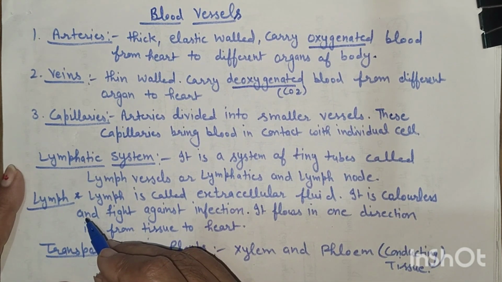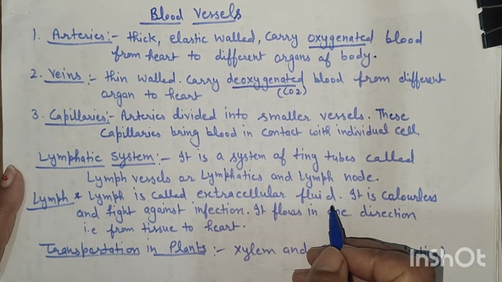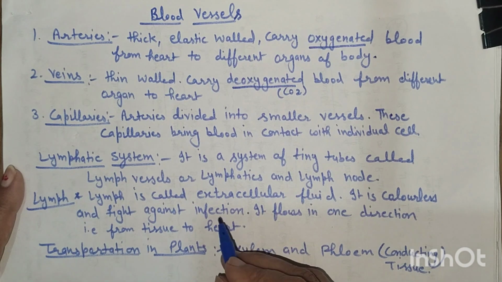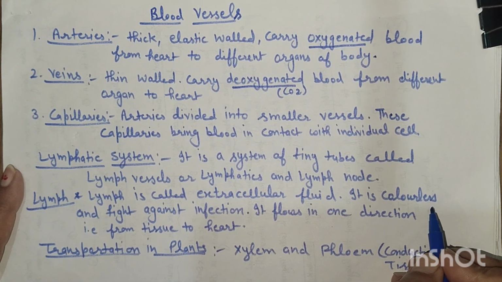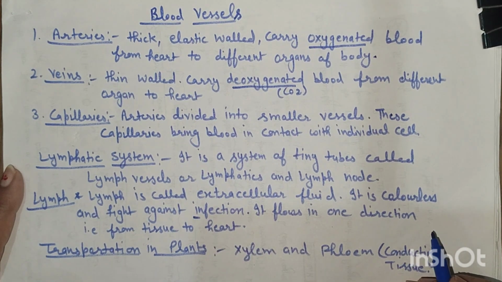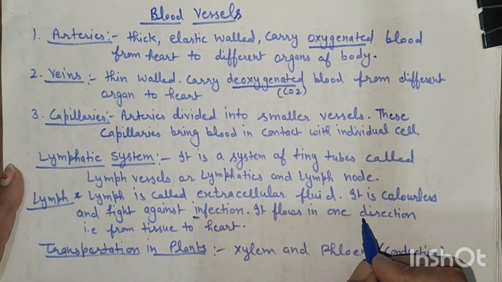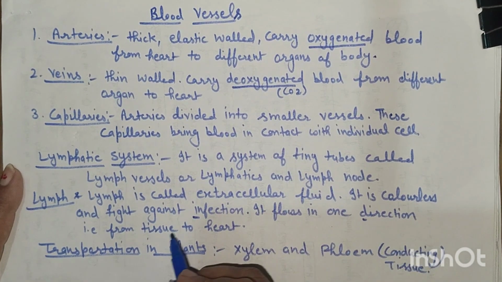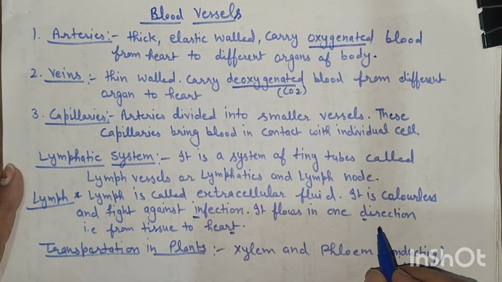What is lymph? Lymph is an extracellular fluid, flowing outside the cells. It is colorless and it fights against infection. It flows only in one direction, from the tissue to the heart.